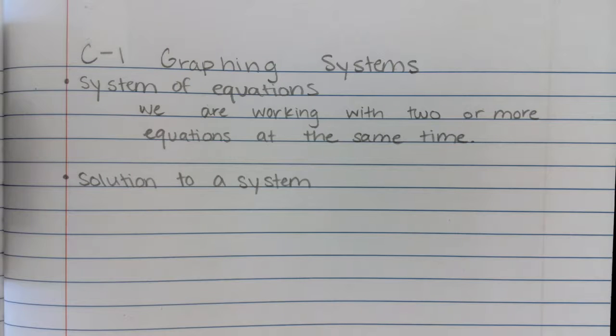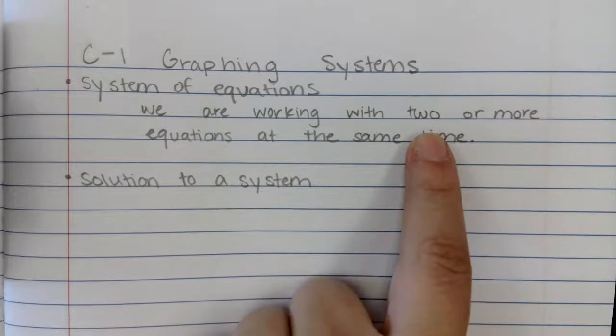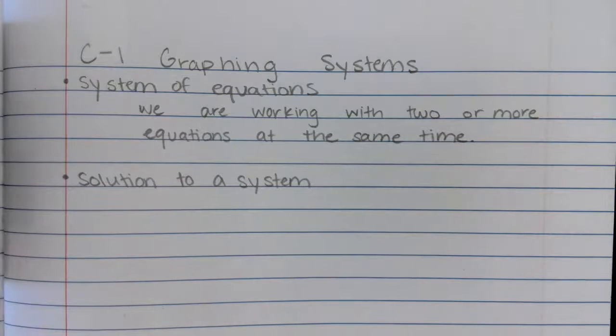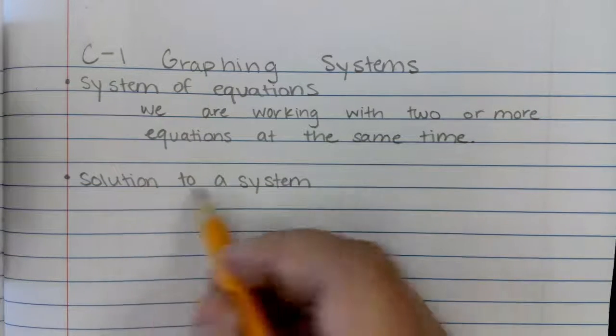But because this is still kind of an introductory year to systems, we're only going to be working with two equations at a time. I know it says a system of equations is two or more. When you get to Algebra 2, which should be in 2 years, next year you would take geometry, then the year after you would take Algebra 2, you're going to be dealing with systems that have 3 or 4 equations at the same time.